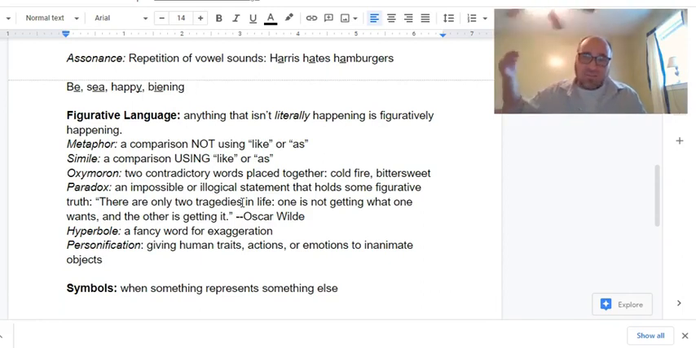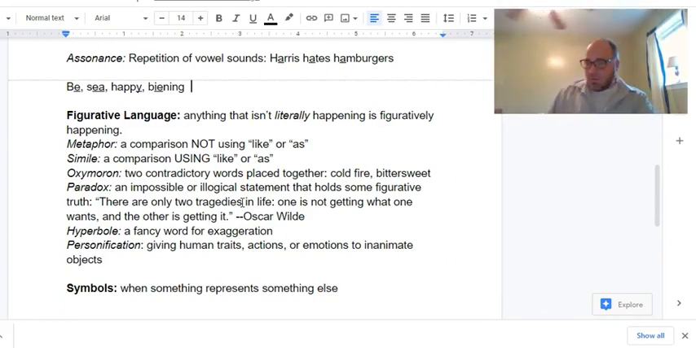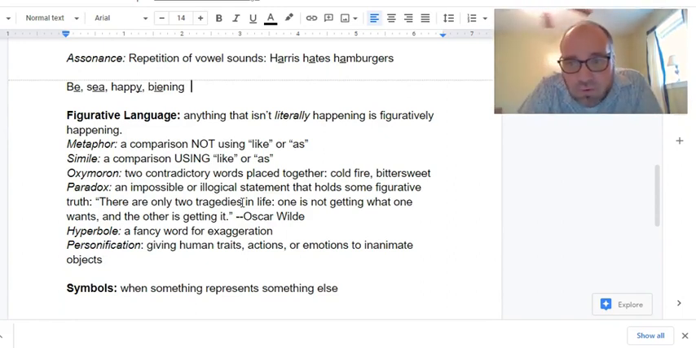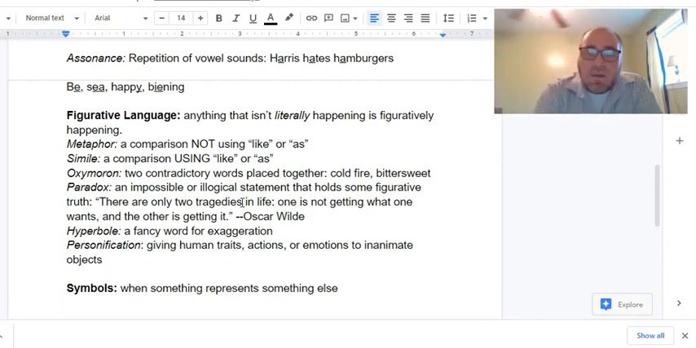Figuratively means not true. Literally means it's actually happening. And so figurative language is when we say something that's not true, but we act like it's true, and you're able to use mental gymnastics to make this comparison and see what's going on. An example: a metaphor. We all know metaphors. We've known them since like 9th or 8th grade. A metaphor is a comparison that does not use like or as. So if I were to say, school is hell, okay, that would be an example of a metaphor.